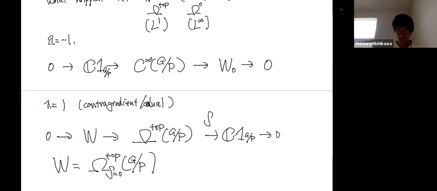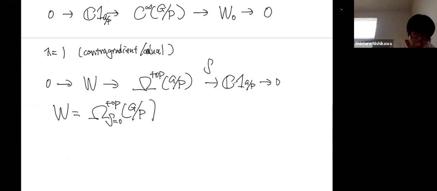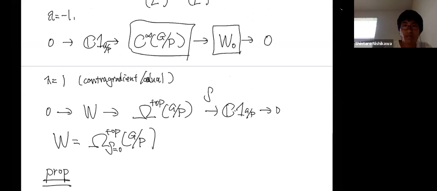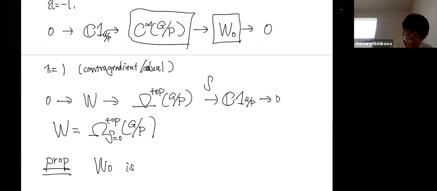And the proposition, which I was hoping to explain a little bit, although I should focus on other things. So the proposition is this: W zero, the quotient. I already said that C infinity of G over P, you can't make it uniformly bounded. This is at the edge of the strip of Collins. But W zero, the quotient, this is a proposition, W zero is uniformly bounded.